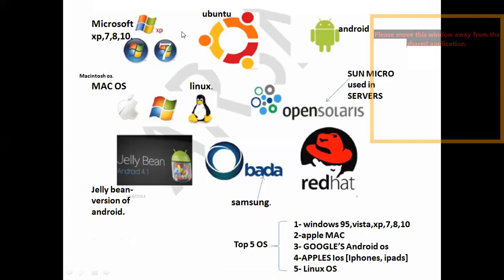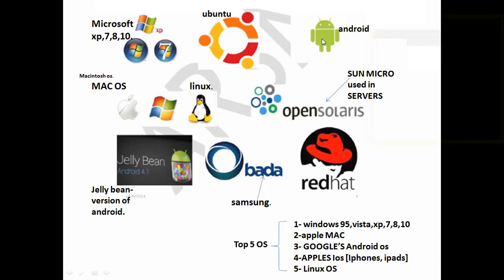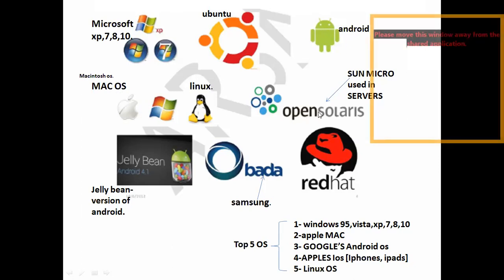Here are some examples of operating systems. We being engineering students will usually use Windows XP, Windows 7, Windows 8, and Windows 10 widely. We also use the Linux operating system as well as Mac. The Macintosh operating system is used in Apple iPhones, and we have the Jelly Bean version of Android, and in all mobiles, like I use the Android operating system. We have OpenSolaris, one more operating system by Sun Microsystems, used in servers, and we have Red Hat as well as the BADA operating system, which is used by Samsung.